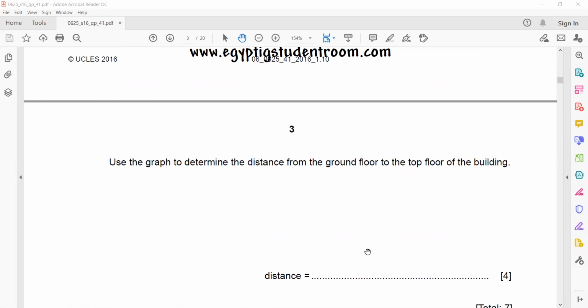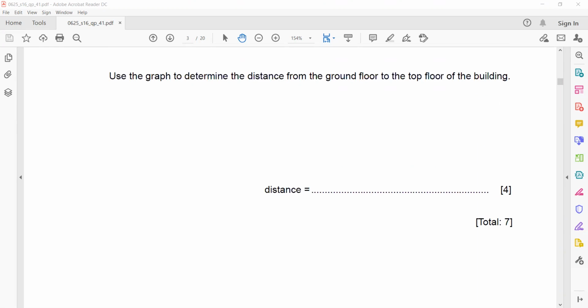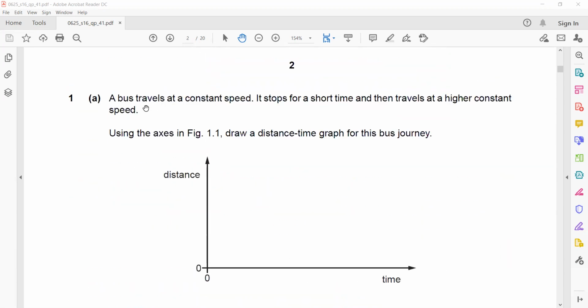So a bus is traveling at a constant speed. In a distance time graph, what does the slope represent? Slope represents speed. So first it stopped for a short time, then it was traveling with a constant speed, then it stopped for a short time and then traveled at a higher constant speed. So in a distance time graph, the slope represents speed. So this is a constant speed.